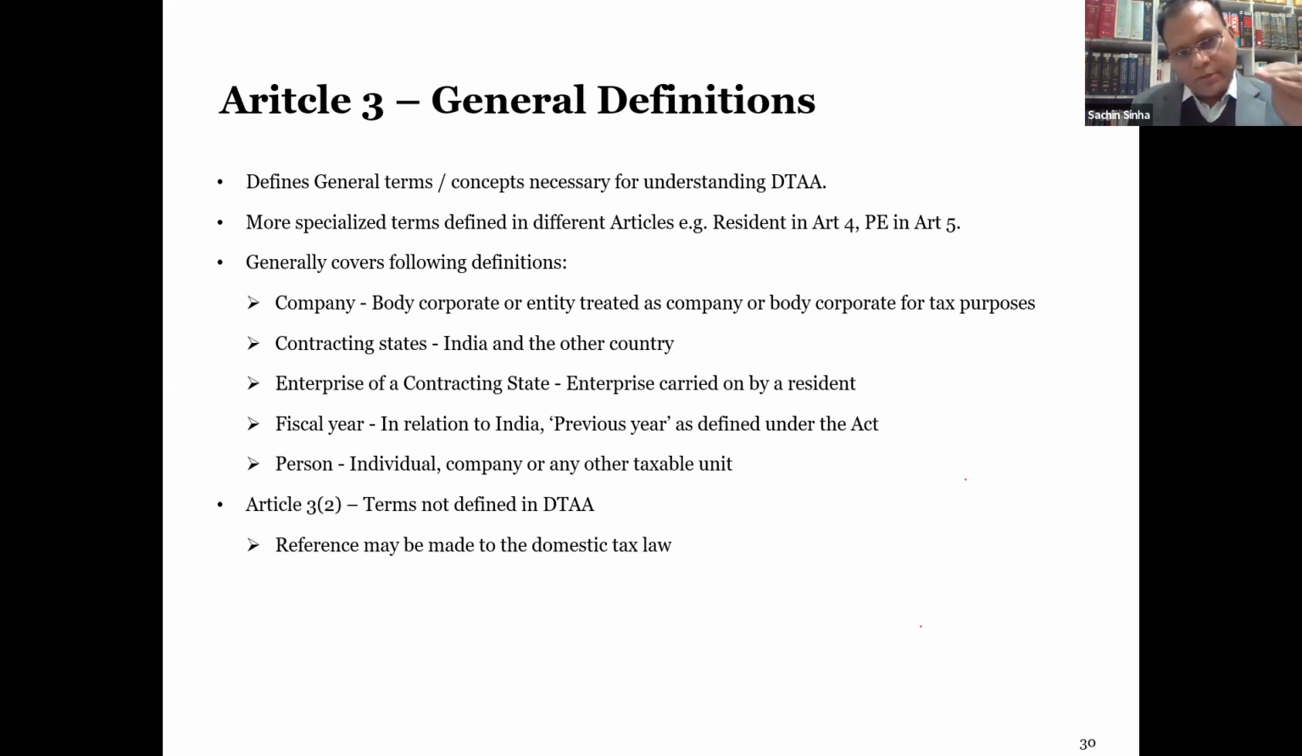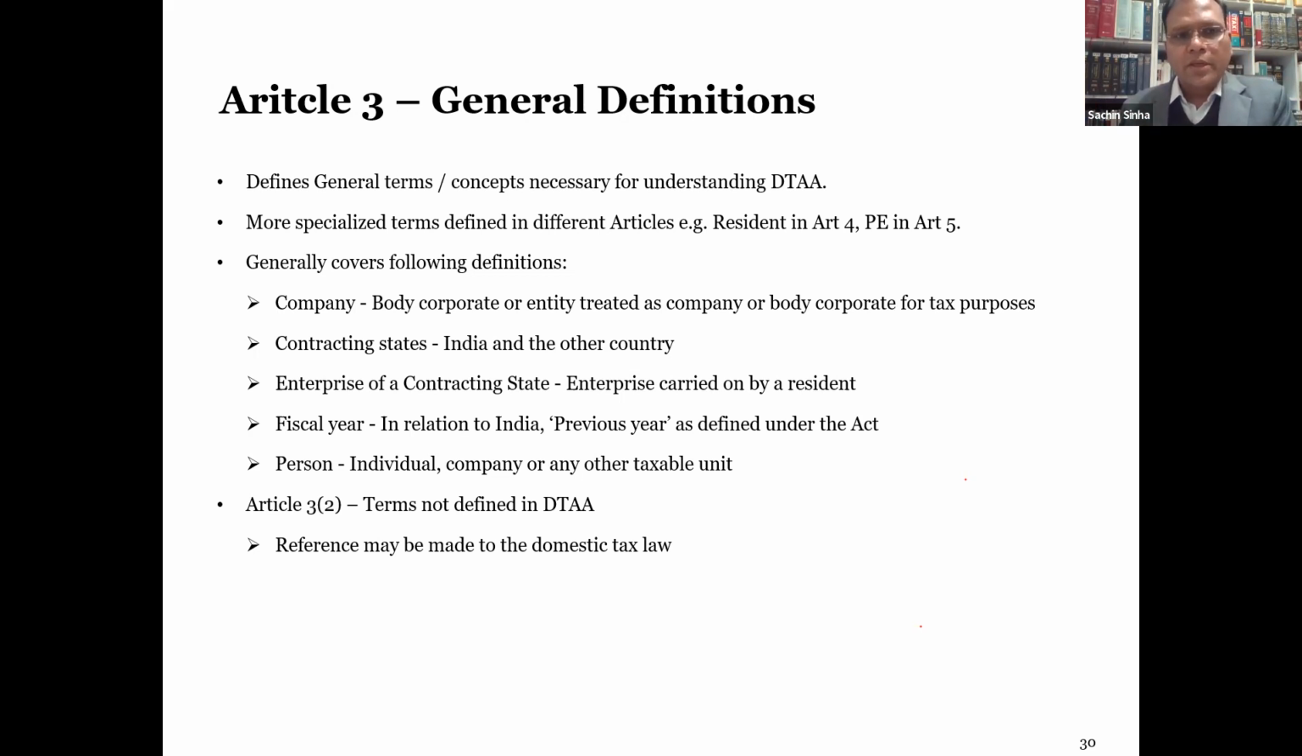So why is this important? Because it may so happen that a term is not defined in the domestic law. If any term is defined in the domestic law and not defined in the treaty, then domestic law will prevail. If any term is defined in the treaty and not defined in the domestic law, then the treaty will prevail. If any term is defined in the treaty as well as in the domestic law, in that case the treaty will supersede.